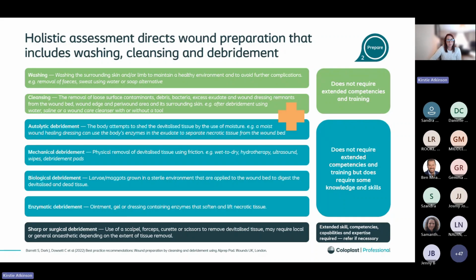This is also from the best practice recommendations on wound preparation, and it identifies the different types of wound preparation that can be done, from washing and cleansing through to surgical and sharp debridement. Washing and cleansing anyone can do. Then you've got your debridement methods such as autolytic, mechanical, biological and enzymatic, which don't require extended competency, but you do need to know about the products you use and any skills you need. Then surgical and sharp debridement requires extended skill and competency, and you should refer if you feel you need that.